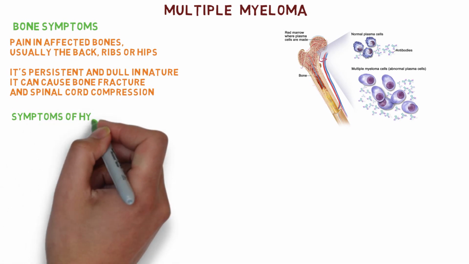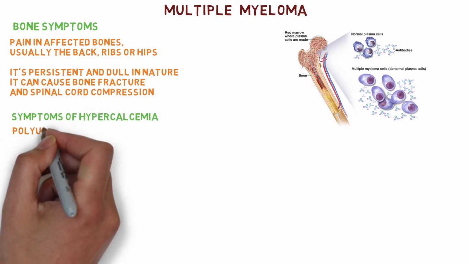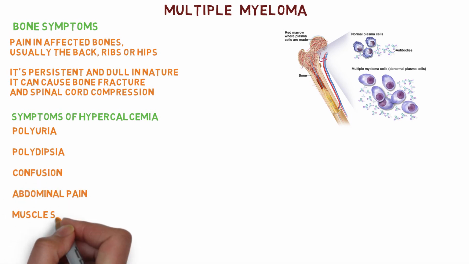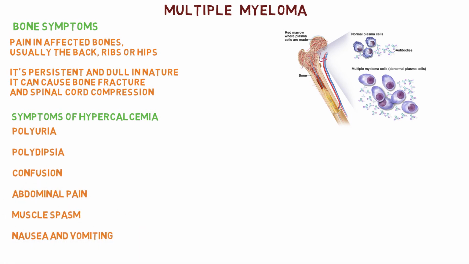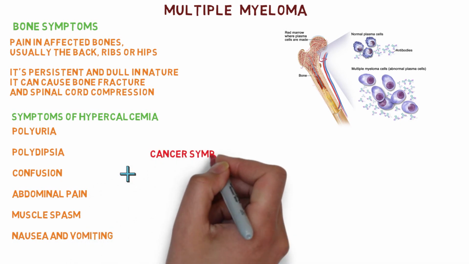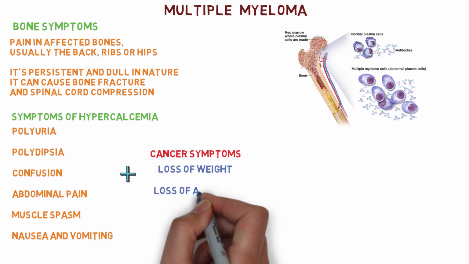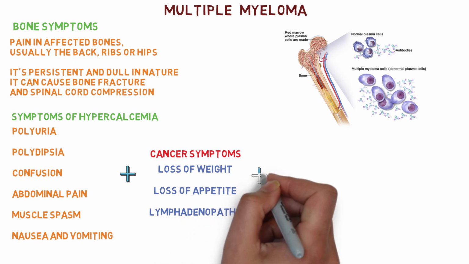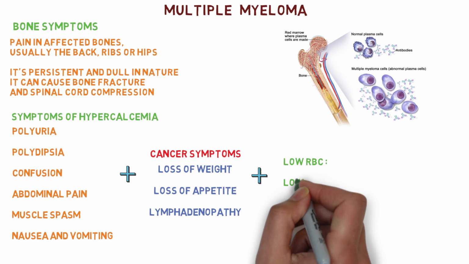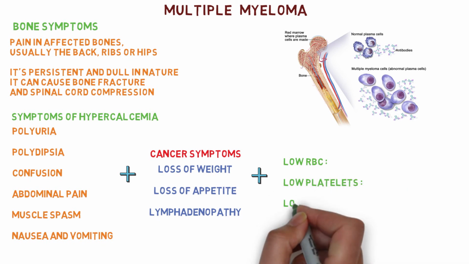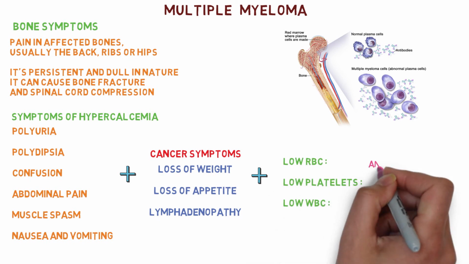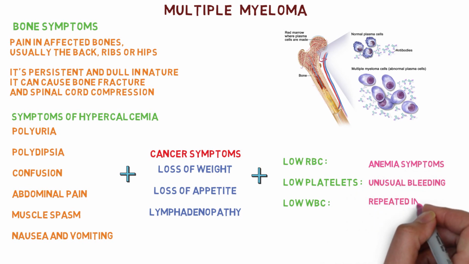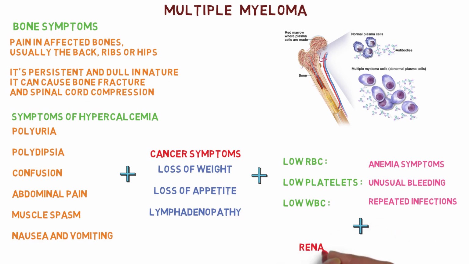Symptoms of hypercalcemia: polyuria, polydipsia, confusion, abdominal pain, muscle spasm, nausea and vomiting. Cancer symptoms: loss of weight, loss of appetite, lymphadenopathy. Low RBCs, low platelets, low WBCs cause anemia symptoms, unusual bleeding, and repeated infections respectively, and renal failure symptoms.